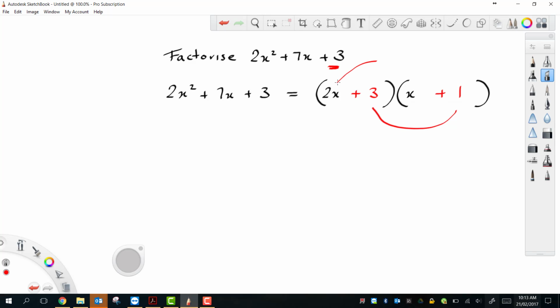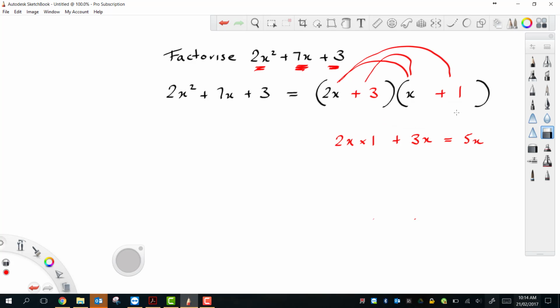The 2x times the x will give me the 2x squared, so that's good. But 2x times 1, and then this other middle bit, plus 3 times x, what does that give me? Well, 2x times 1 is 2x, plus 3x gives me 5x, but we've got 7x, so that doesn't work. So clearly that 3 and that 1 are not in the right positions. So I'm going to rub all of that out, and let's try something else.